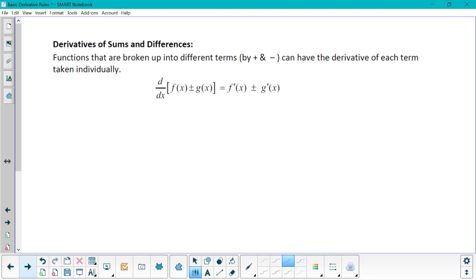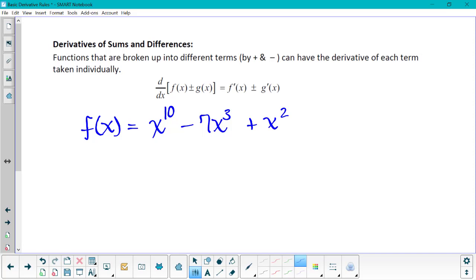So basically what this does is it expands our world to a whole bunch of different functions, specifically polynomial functions. If I have a derivative of a sum or difference of functions that are differentiable, then all we have to do is take the derivative of each term, because the terms are separated by plus or minus. So let's say I have x to the 10th minus 7x cubed plus x squared minus 8. Here's a polynomial function, happens to be degree 10.